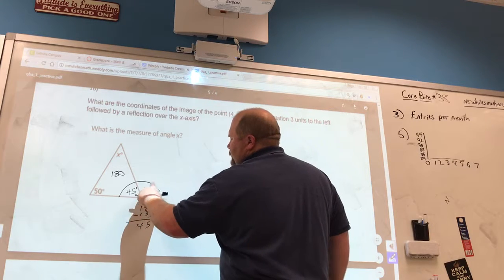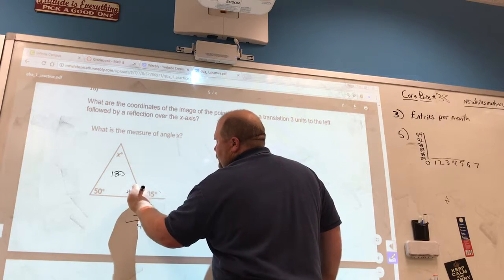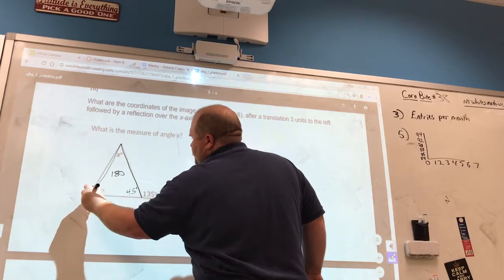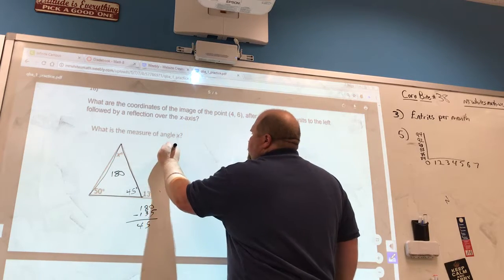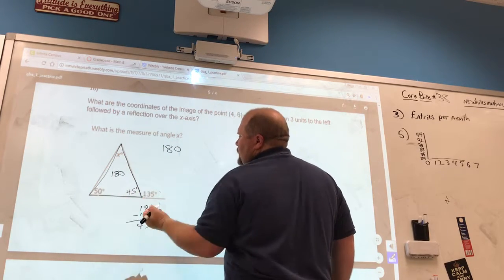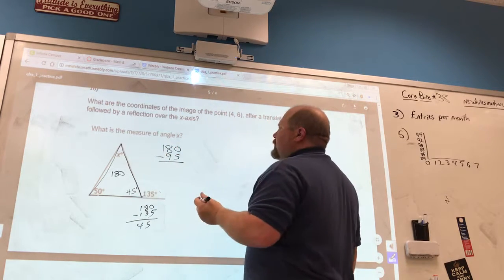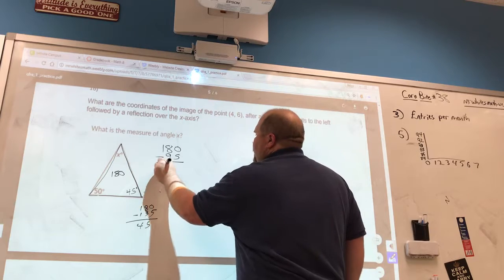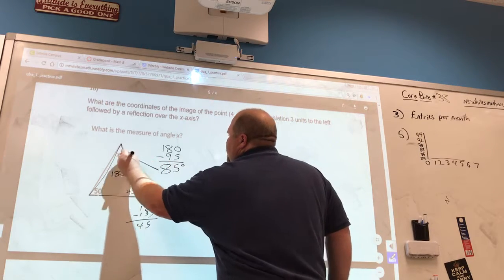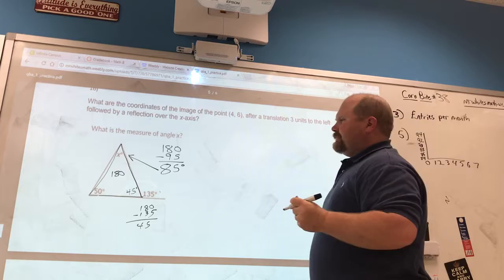Well, knowing that, we can find x of this triangle because we have 180 minus the 2 pieces that we know, which add up to 95. And when we subtract that out, we're left with 85 degrees, and that would be angle x.